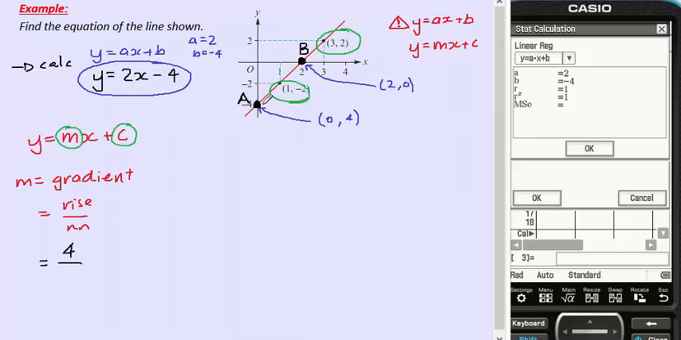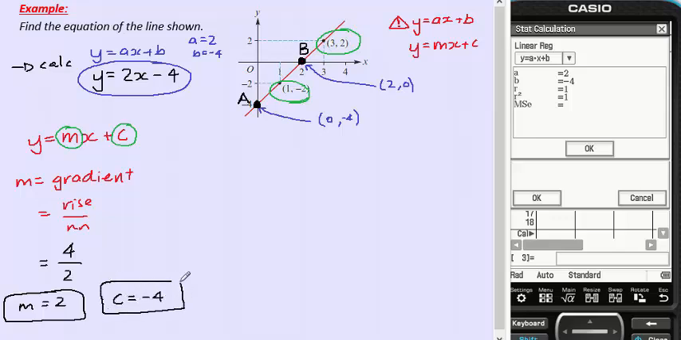As I go across this way, I move across from 0, 1 to 2. So I've gone across 2 units, and 4 divided by 2 equals 2. So my gradient here equals 2. As I look at the graph, my y-intercept is at -4. So I know from my graph that c equals -4.